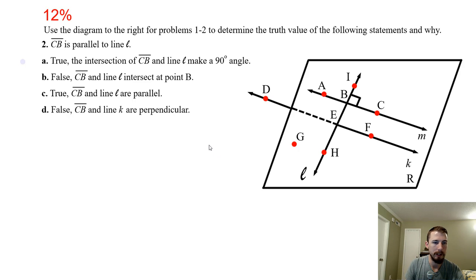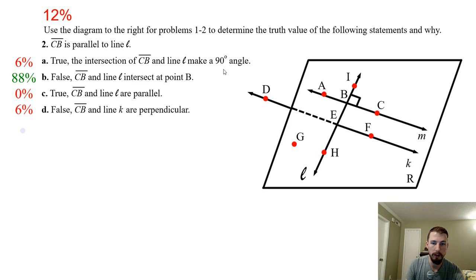All right, number 2, only 12% of you guys missed this one. It says segment CB is parallel to line L. So line L is here. That's a cursive L. There's no point next to it. That's how you know that's referring to the line. And CB is going to be this segment right here. Well, line L and CB, they are not parallel because they intersect, right? So what does it mean for two things to be parallel? It means that the two lines, or the line, the segment, do not intersect. Well, they do intersect, and they intersect at point B. So this would be false because they intersect at point B.